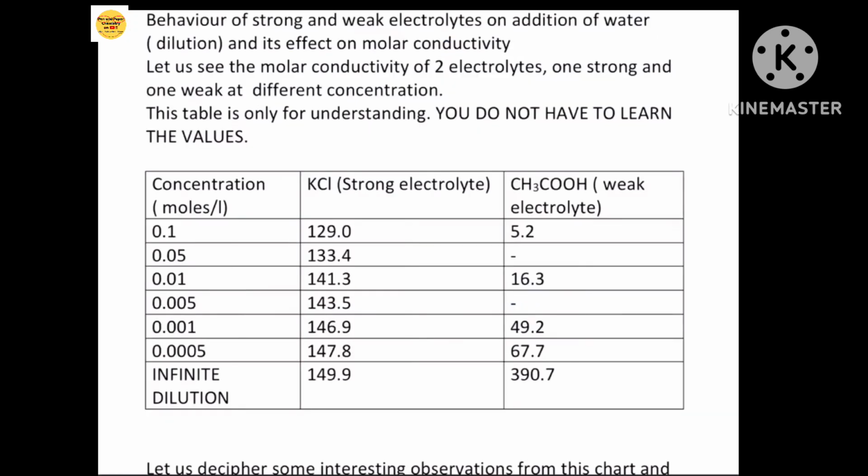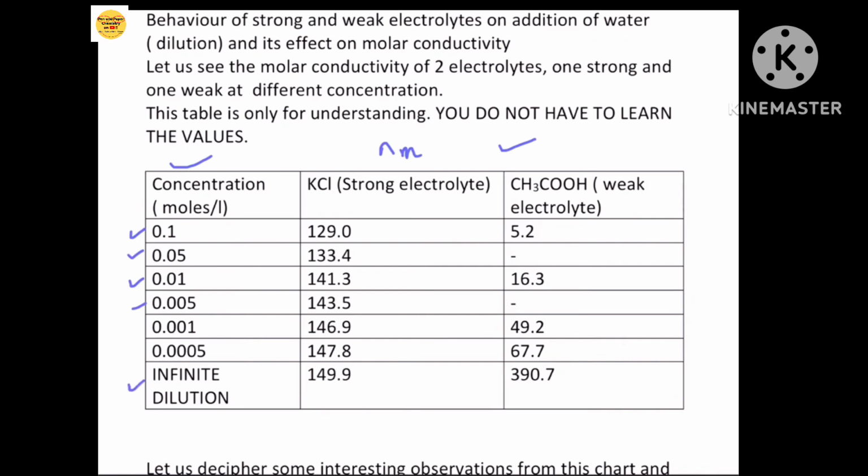Now, in order to understand this topic, we've got this data for you. If you notice in this particular chart, we've got three columns. The first one depicts concentration in moles per liter. We are measuring the molar conductivity of different electrolytes at different concentrations. So, we start with 0.1 leading to 0.05, 0.01, 0.005 and so on, leading us up to infinite dilution.